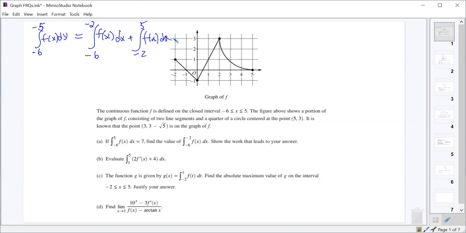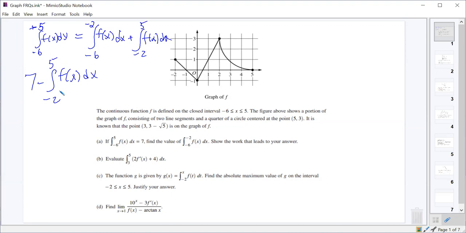And so now, if we want to find the value of the integral from -6 to -2, we just need to do the integral from -6 to, no, that's not a negative, that's a positive 5, minus the integral from -2 to 5. So -6 to 5 is 7 minus the integral from -2 to 5 of f of x dx. So everybody good that that's what we're looking for here? Yep. All right.